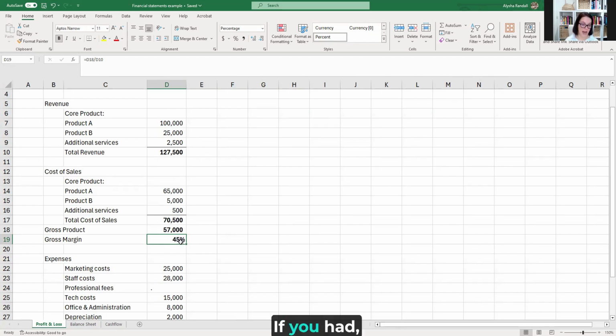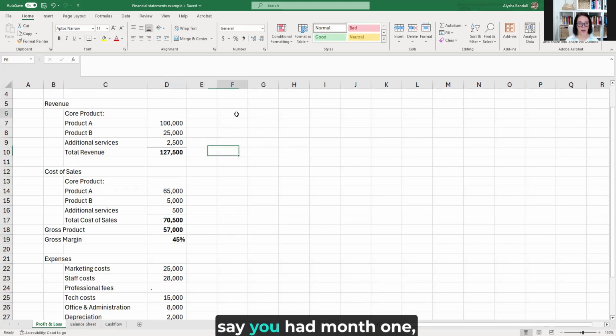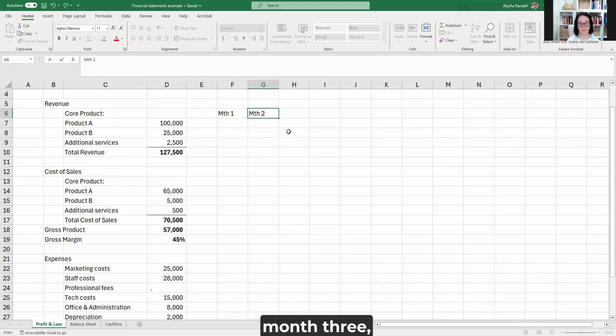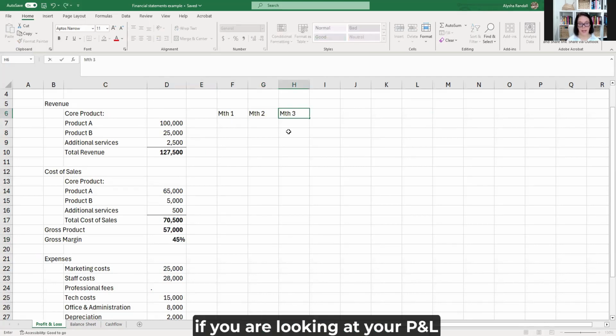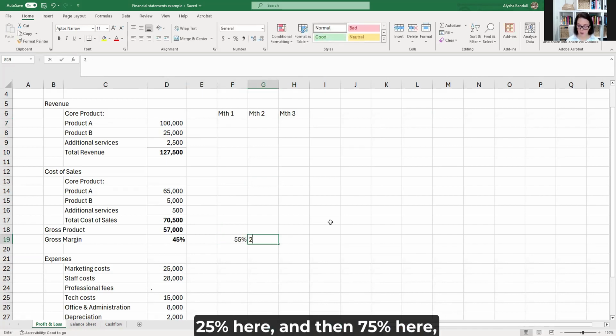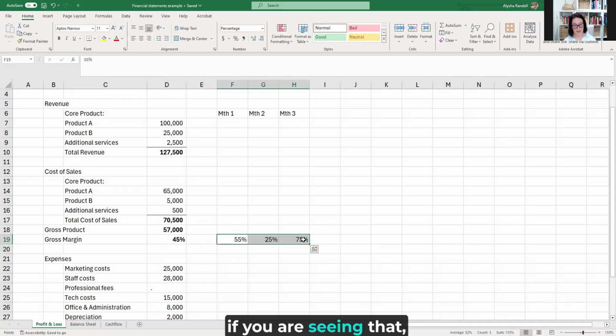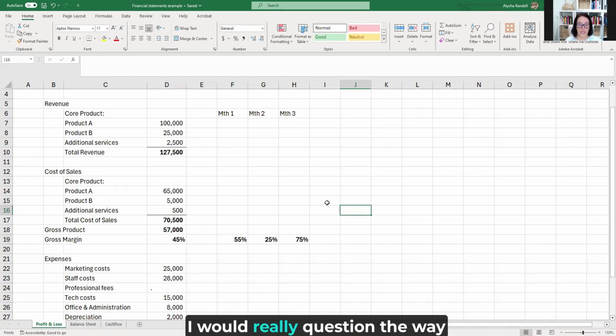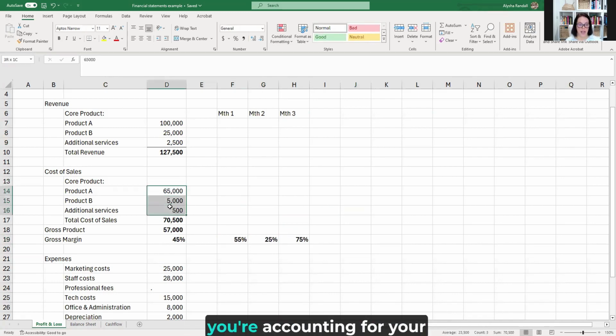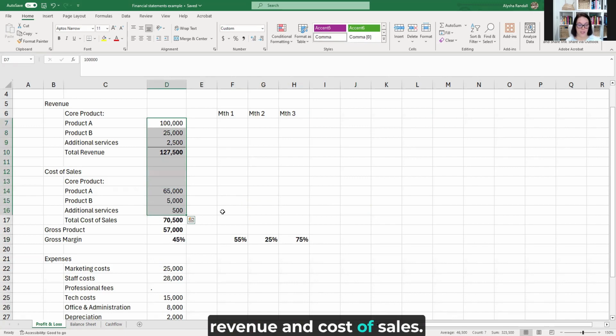So if you had month 1, month 2, month 3, and you are looking at your P&L and you have, say, 55% here, 25% here, and then 75% here, if you are seeing that, I would really question the way you're accounting for your revenue and cost of sales.